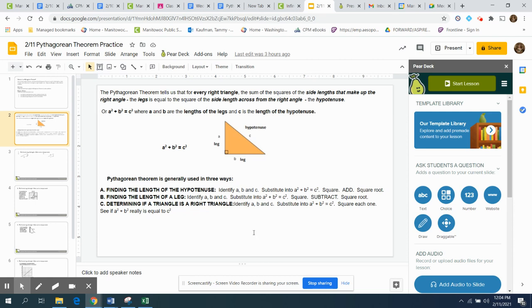And the third way is to determine if a triangle is a right triangle or not. First, again, identify your A, B, and C. It may not show the right angle, but those two sides that make the right angle, or something that looks like a right angle, are your legs. And always the longest side length will be your hypotenuse. So substitute in for A, B, and C, square them, and see, when you add A squared plus B squared, does it really equal C squared? So those are the three ways that you're going to use it.